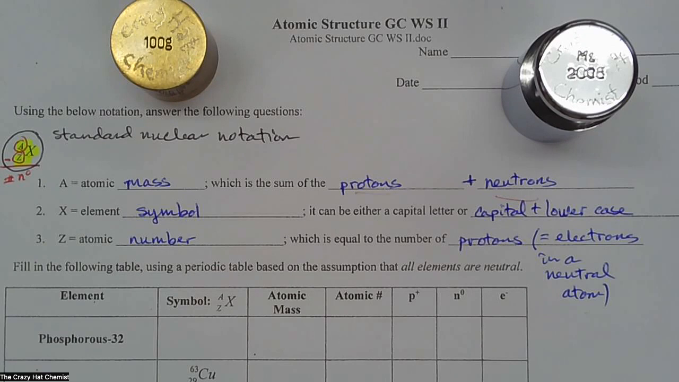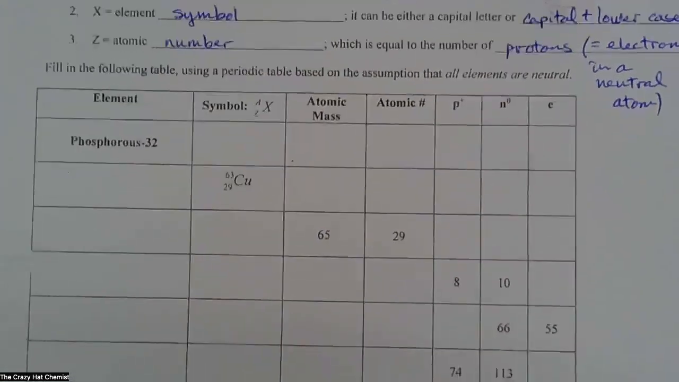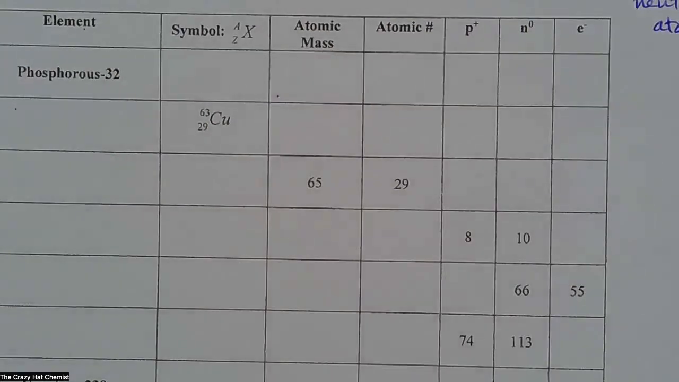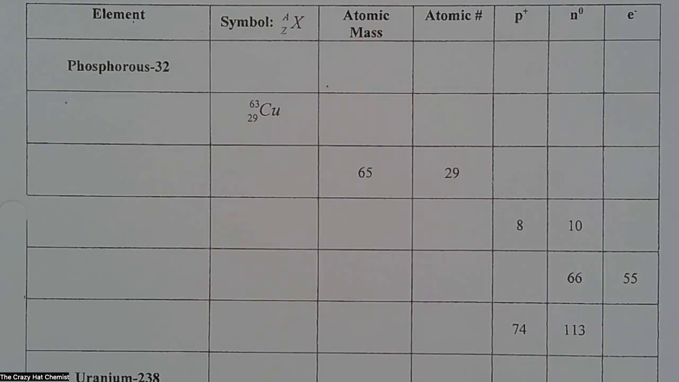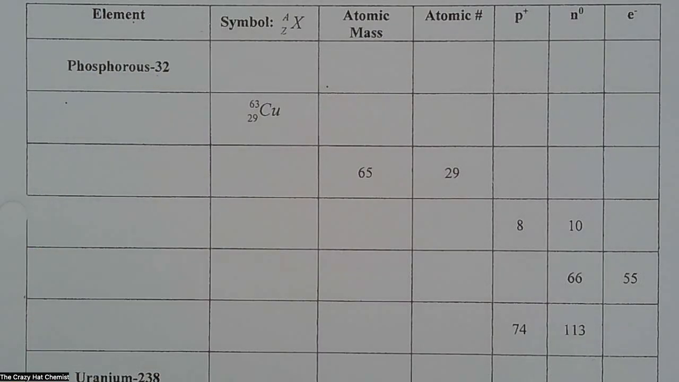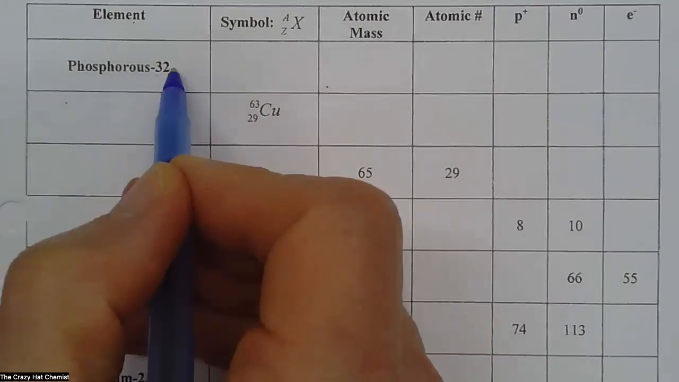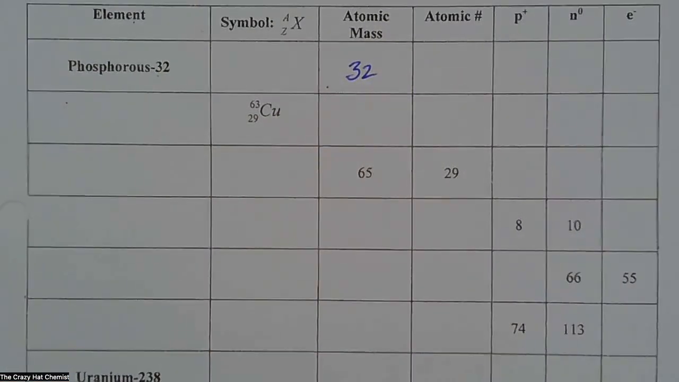All right, so what we're going to do is scroll this on up, and zoom in on this section of the worksheet, and answer these questions. Okay, perfect. Here we go. This first one is phosphorus 32. So this 32 is actually the atomic mass. So that is 32 right there.